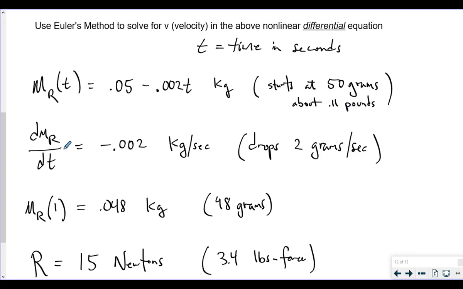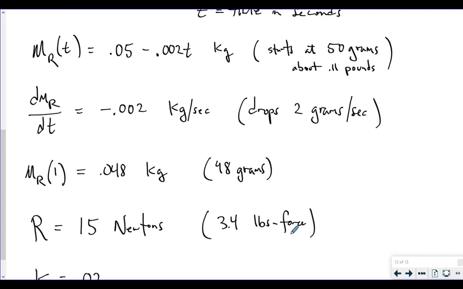The derivative of the mass over time, the change in the mass over time, is this constant negative 0.002 kilograms per second. That is, in a second, I think it's going to drop 2 grams of mass. So it'll be at time 1, 0.048 kilograms, and that is about 48 grams. I'm going to take about 15 newtons of force for the thrust of the rocket. That's 3.4 pounds of force, just estimating what seems to look about right for a small model rocket.